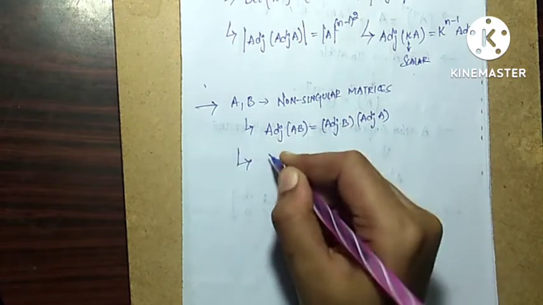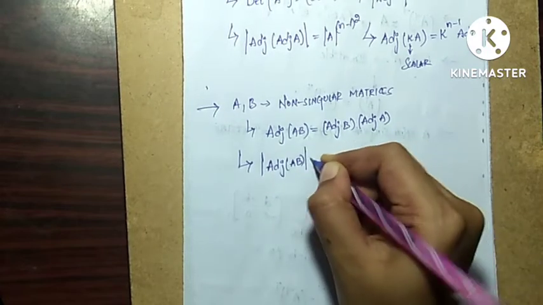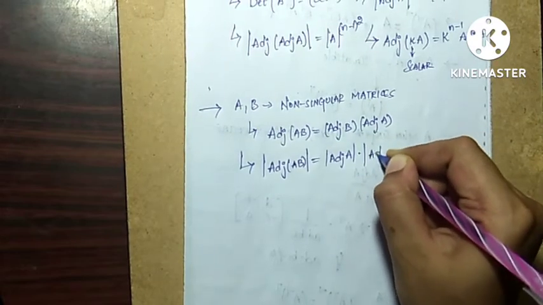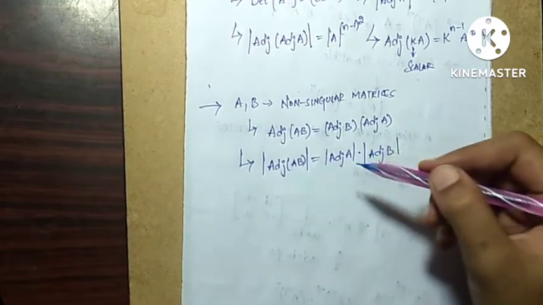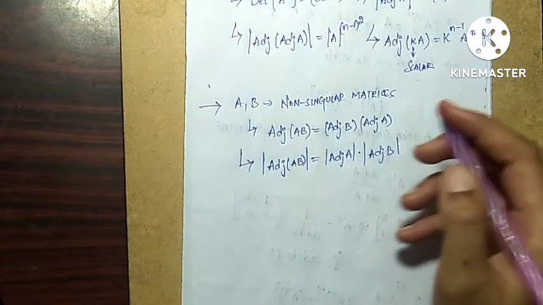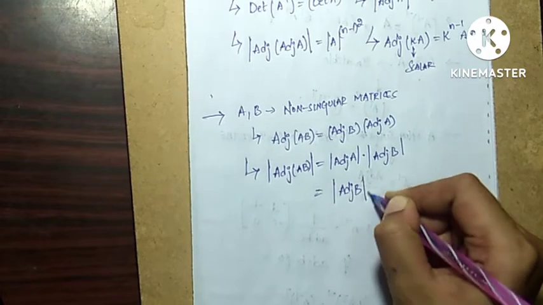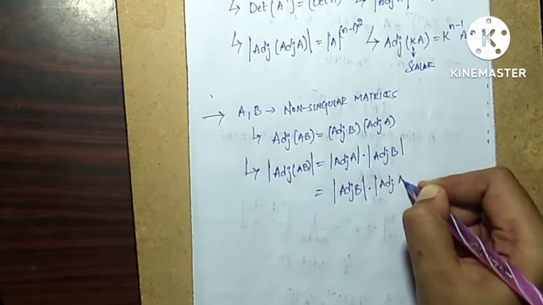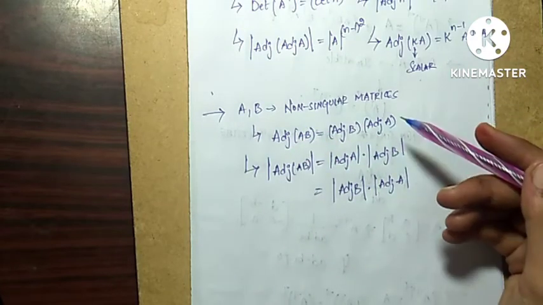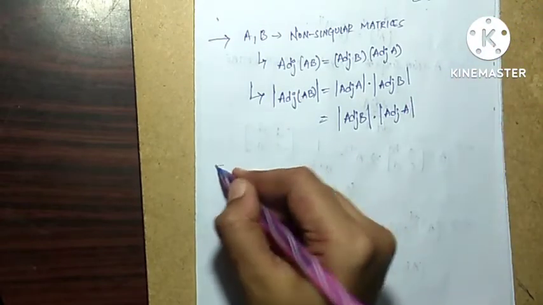Next, the second important condition is that the mod of AB is equal to the mod of A into the mod of B, which is also equal to the mod of B into the mod of A. So these are the two important conditions if A and B are two non-singular matrices. Okay, next we will jump to another important point.